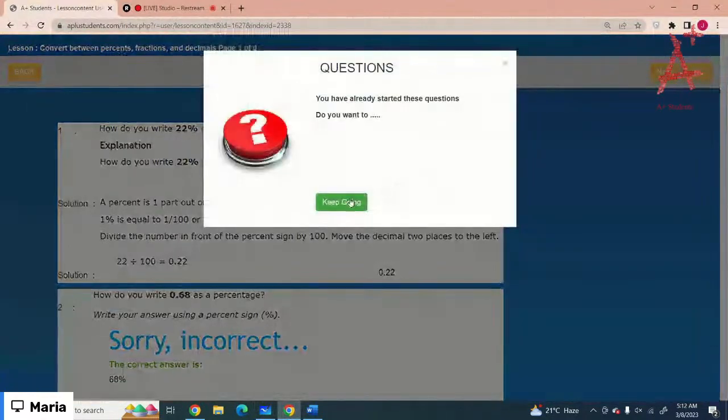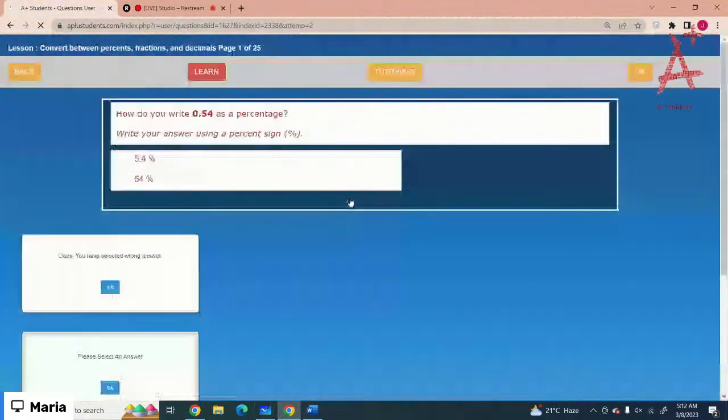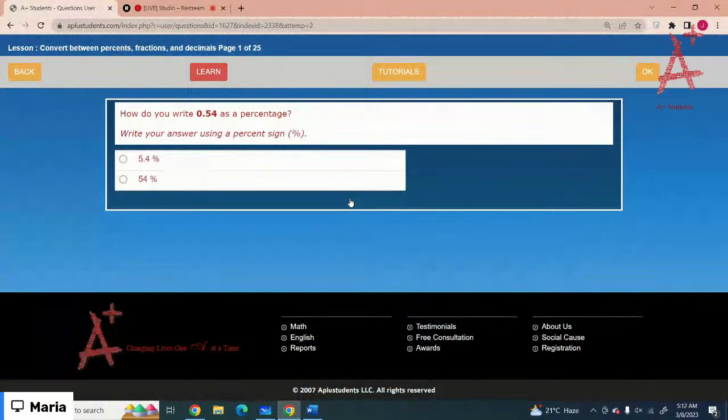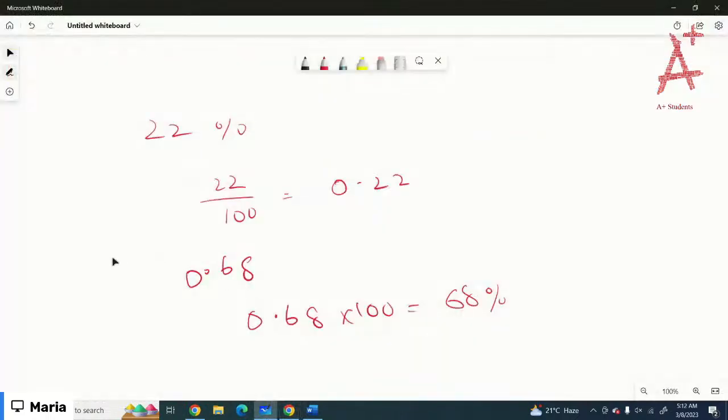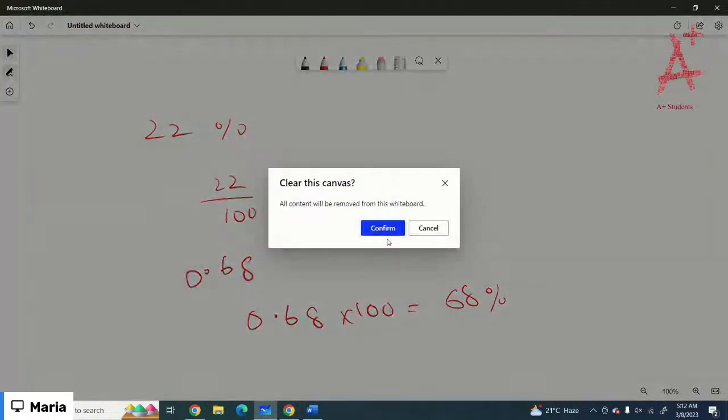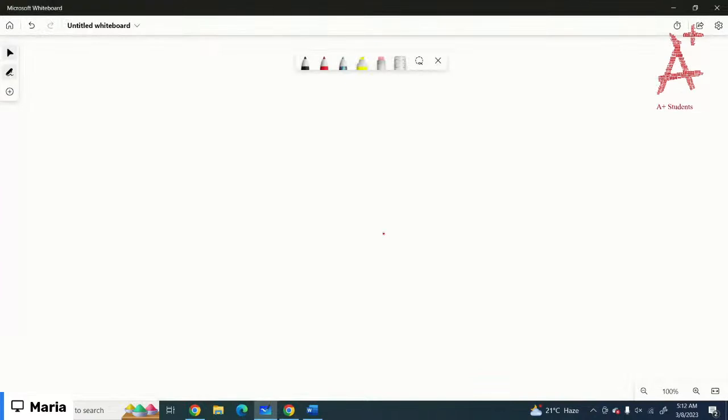Let's just start with the test questions. Okay, how do you write 0.54 as a percentage? So you have to convert 0.54 to percent. Whenever you have to convert from decimals to percent, what you have to do is multiply it by 100.